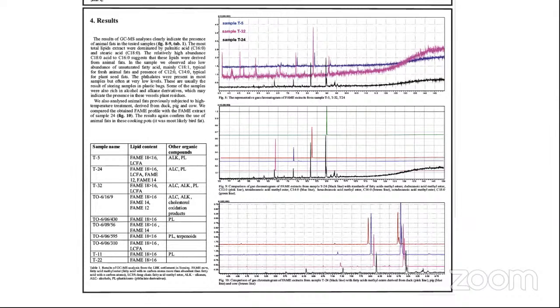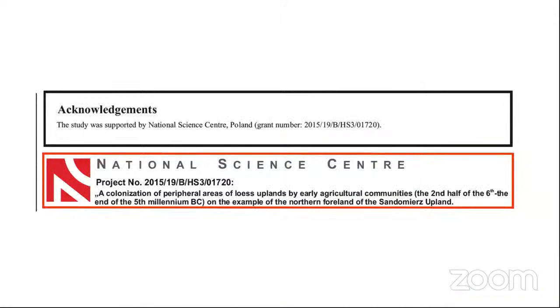The presented results are preliminary, of course, but correspond very well with the analogous data on thin-walled spherical cups known from other LBK sites in the northern part of the Carpathians. Further GCMS analysis of LBK ceramics from Tominy will be continued. So thank you very much for your attention, and sorry for the extension.